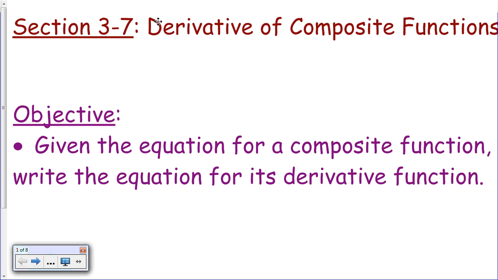And actually what we're going to see over the remainder of this chapter and next chapter is that there are a bunch of other rules that we need to learn in order to find the derivatives of all types of functions that we want to be able to work with. So we're just going to keep adding to that list of rules that we know for taking derivatives. The one we're going to learn here today is the rule for the derivative of a composite function.